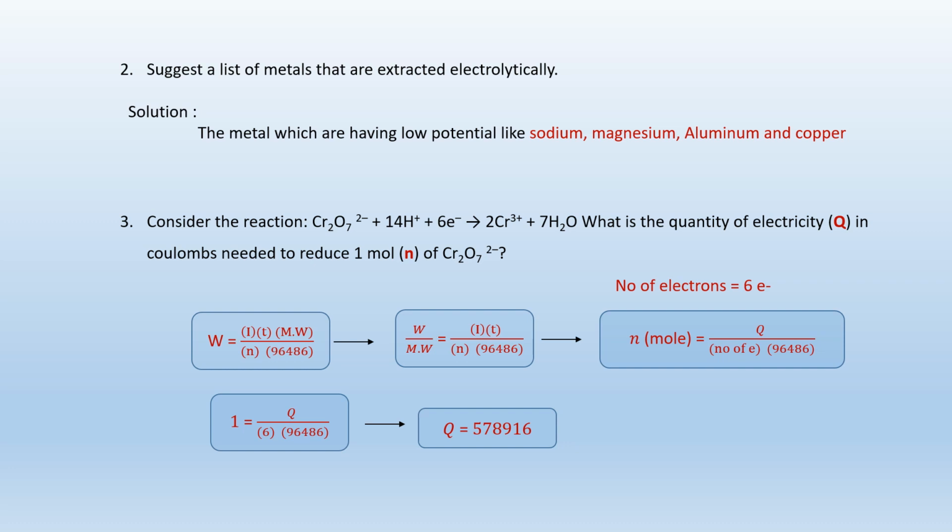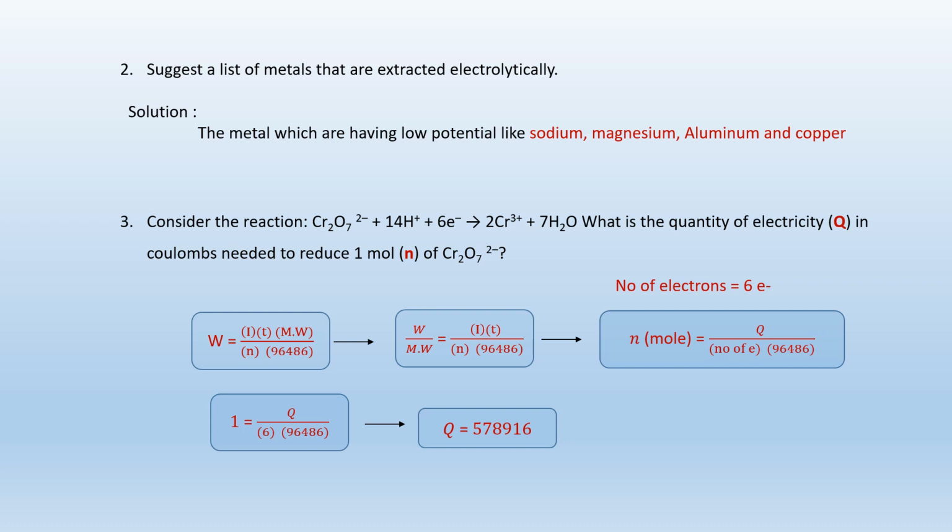Consider the reaction of dichromate ion, which is reduced. What is the quantity of electricity in coulombs needed to reduce 1 mole of dichromate ion? Since they have given the number of moles, 1 mole, and they are asking the quantity, right? You know the formula, W is equal to I into t into the molecular weight divided by n into the Faraday constant, right? What is weight per molecular weight? Weight per molecular weight is n. They have given the value, 1 mole. Substitute n as 1, right?